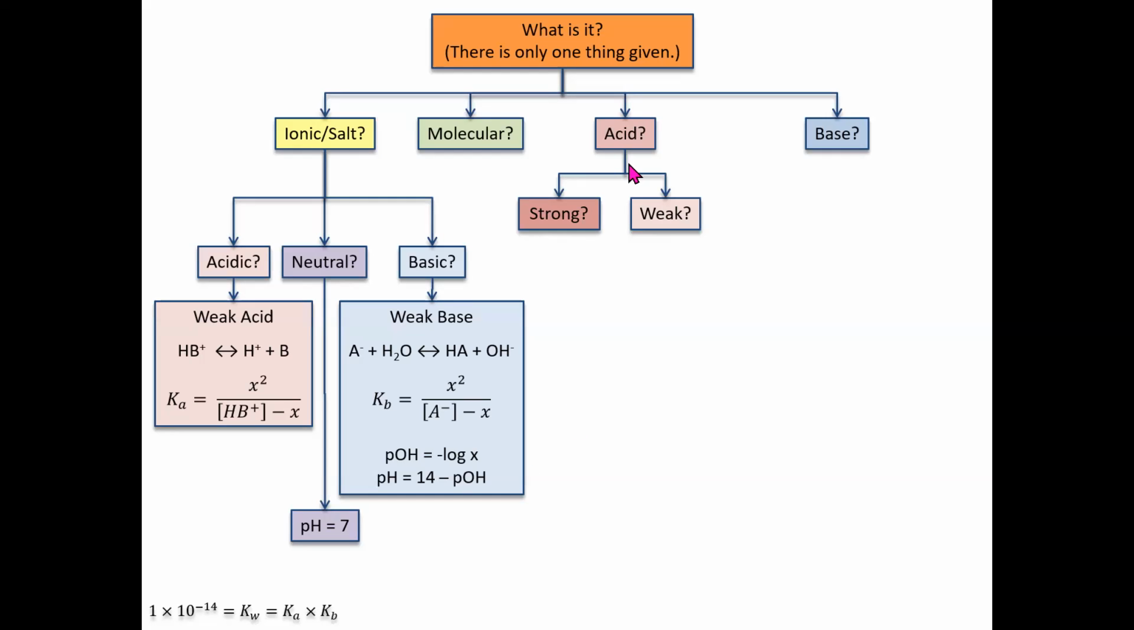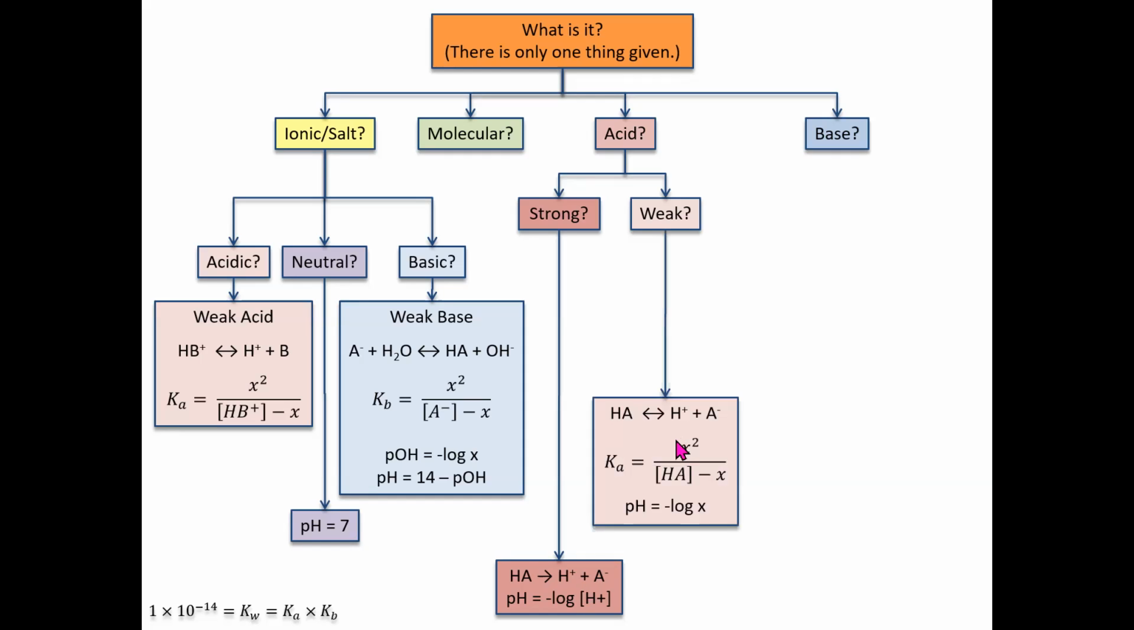Now, if it's acid, we need to figure out whether it's strong or weak. If it's strong, it completely dissociates. And so the negative log of the concentration of the acid will give you the pH. And if it's weak, it's going to work just like the weak acids over here.